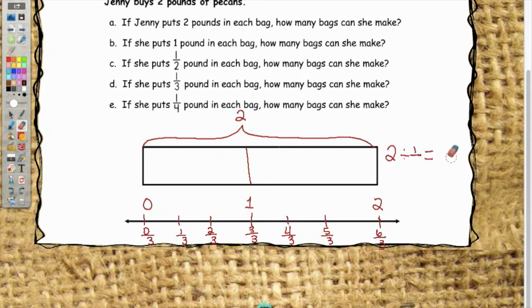Anybody want to take a guess on what they think the answer is going to be? You think it might be 8? How'd you come up with 8? Who said that? 2 bags divided in, or 2 pounds divided into fourths. Okay, so we will divide each pound into fourths. What goes in each box here? 1/4.